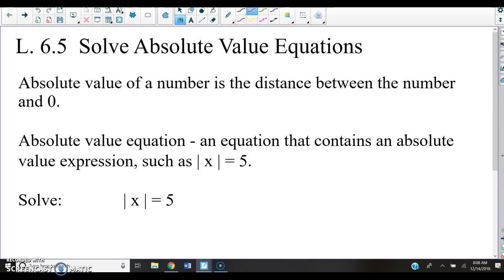In this lesson, we're going to solve absolute value equations, and we'll get into absolute value inequalities in the next lesson or two. Remember, the absolute value of a number is the distance between the number and 0. And distance is never negative. It could be 0, it could be one on top of the other, but it's never negative.